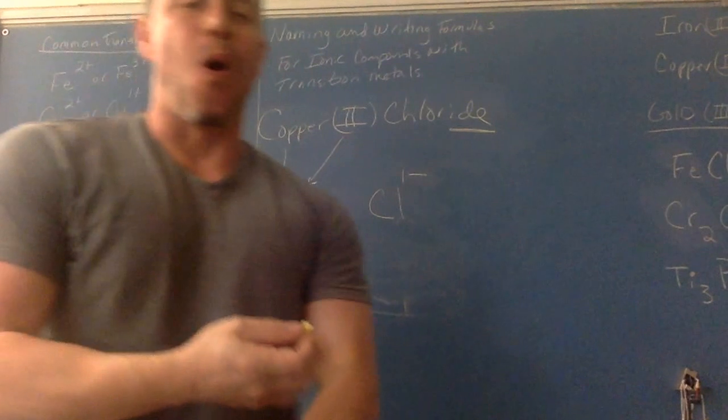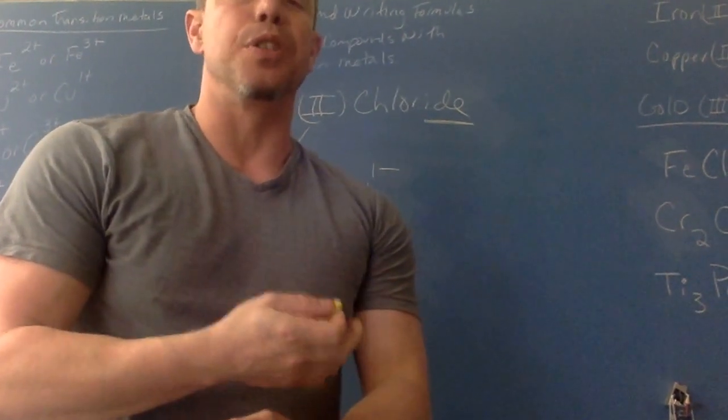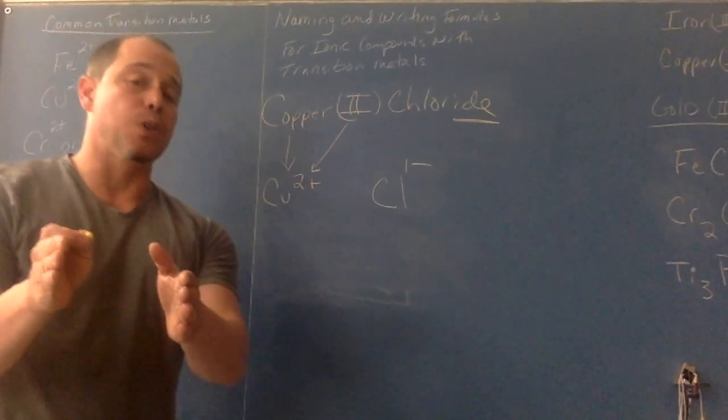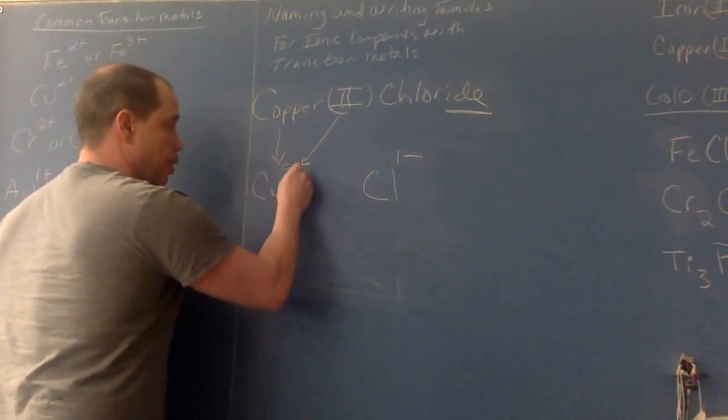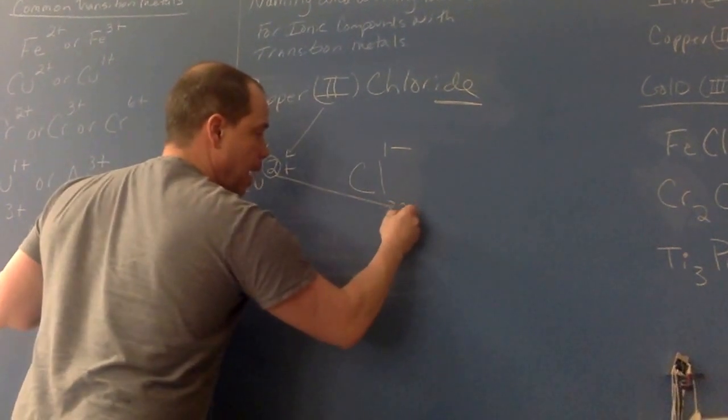Here's the easy part. All we have to do is cross our charges here. And that's exactly what I'm going to do. We've seen this over and over again. You've practiced it in class. So that's what we're going to do. Circle the 2. Bring the 2 down.